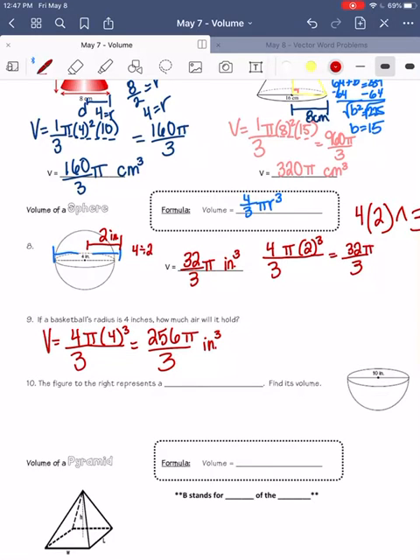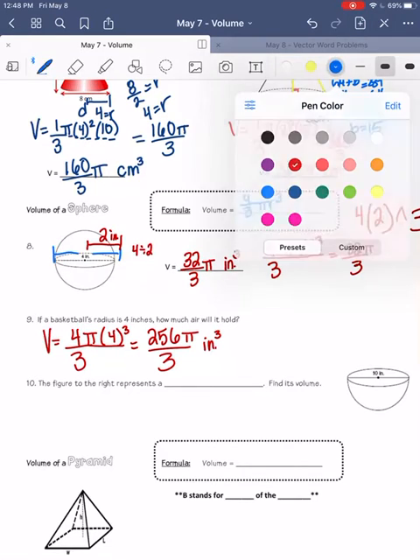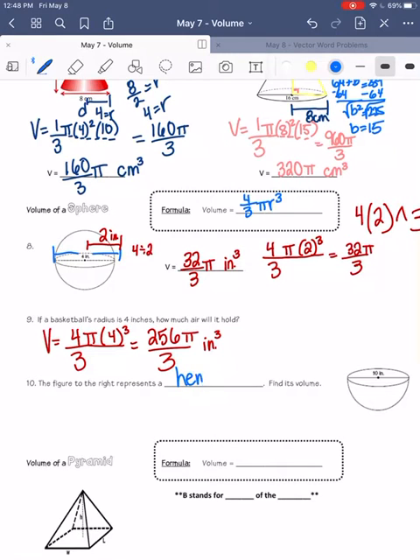Now, the figure to the right represents, so can y'all tell it's basically a sphere cut in half? So if you think about like the northern and southern parts of the world, like when you take the globe and you cut it in half, what are those called? The northern and southern hemispheres, okay? So hemi is like, you've probably heard that word before, but hemisphere is another word for half of a sphere.